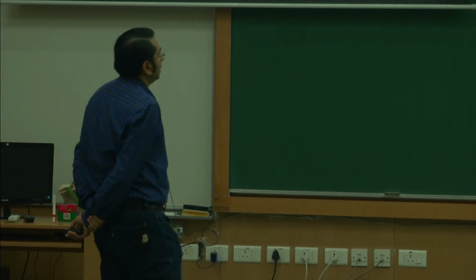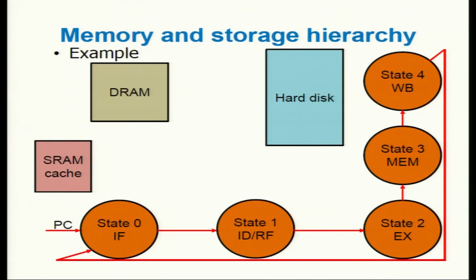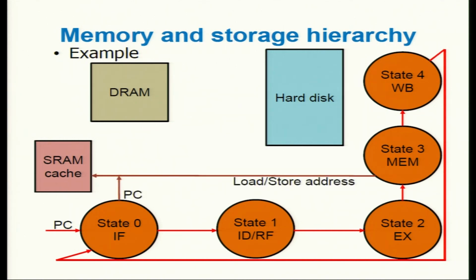So this is what happens pictorially. This is our 5-state machine: fetch, decode, execute, memory, write back. And here are 3 storage elements: SRAM cache, DRAM, and hard disk. I'm not showing the register here. So let's see what happens. Our SRAM cache is accessed from 2 states, state 0 and state 3. State 0 accesses it for instruction fetch, where the address is the program counter. Whereas for data access, we send the address to the SRAM.